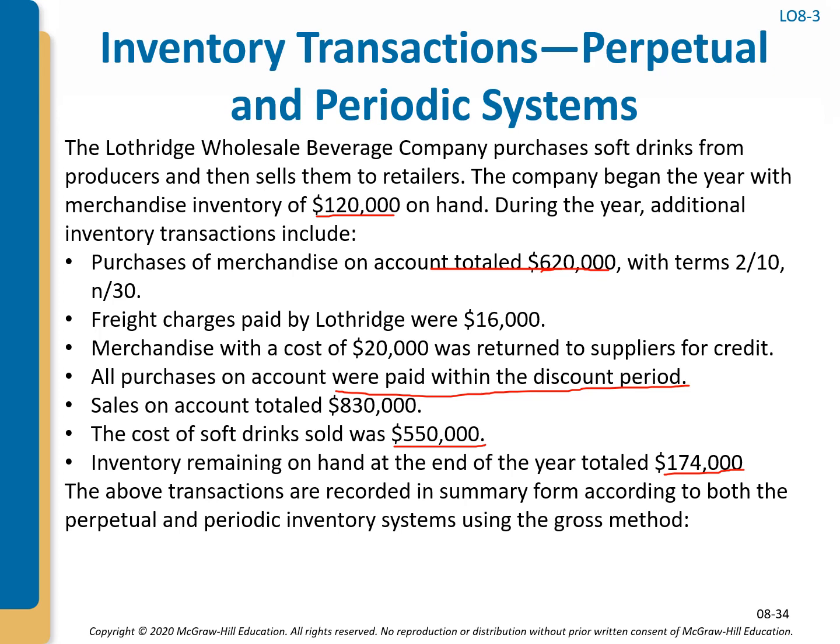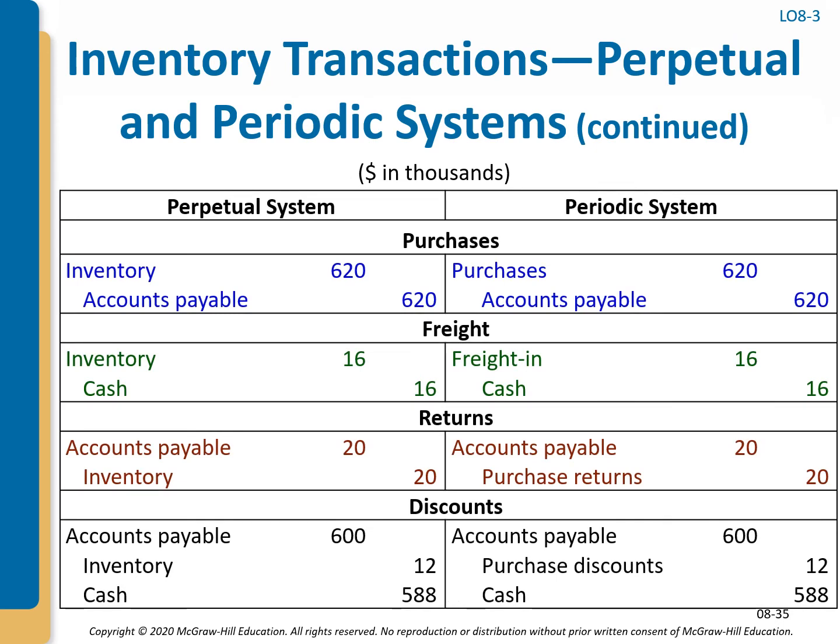Okay. Here is the first instance. Inventory for the perpetual system is recorded for the purchases and accounts payable is credited. With the periodic system, accounts payable is also credited, except we record the purchases in a purchases account rather than directly to inventory.